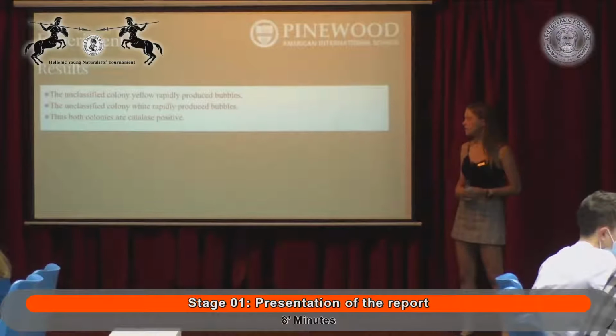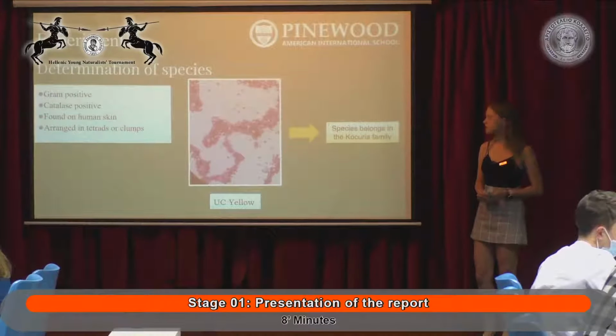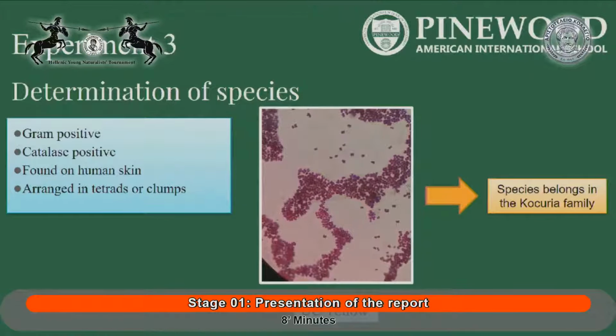Therefore, they're both catalase positive. And judging by the previous 2 tests, we can see that the unclassified colony yellow was gram-positive, catalase positive. It's found on human skin, hence taken from a door handle, and it was arranged in tetrads, which was seen from the microscope. Thus, it belongs to the Kocuria family.